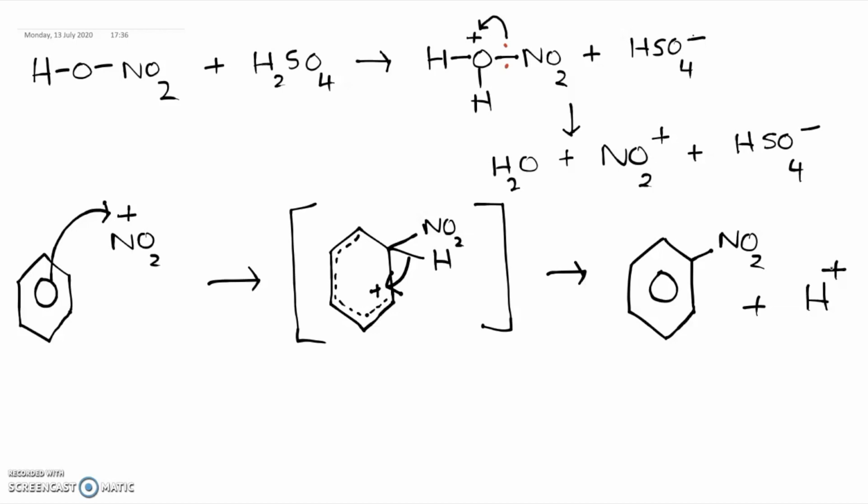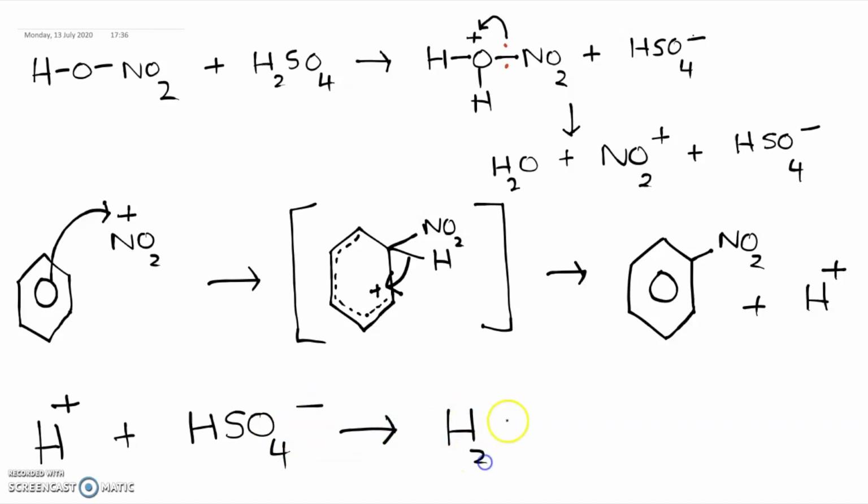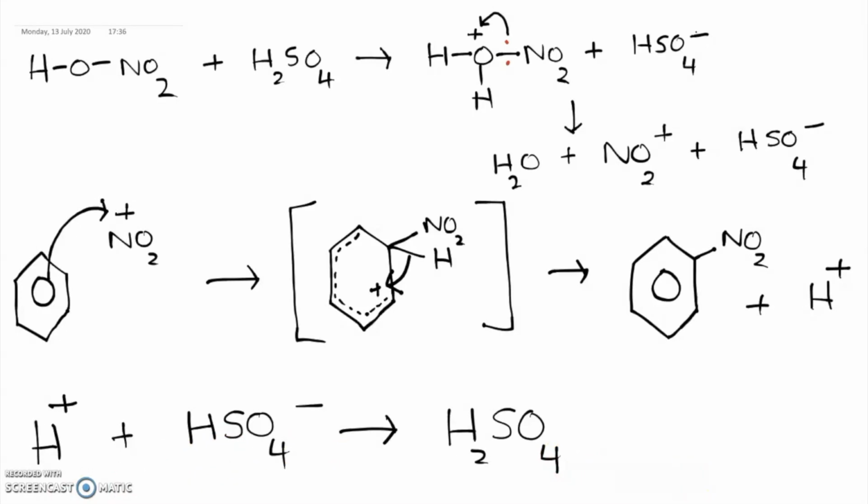Now, the last stage of this mechanism is the regeneration of a catalyst. And remember, my catalyst is H2SO4. So the H plus that is formed in stage 2 joins with the HSO4 minus that was formed in stage 1, and sulfuric acid is reformed. So my catalyst has been regenerated. And you remember that the products in the chemical equation were nitrobenzene and water. The water is formed in stage 1. The nitrobenzene is formed in stage 2. The remaining products, HSO4 minus and H plus, join together to form the catalyst.